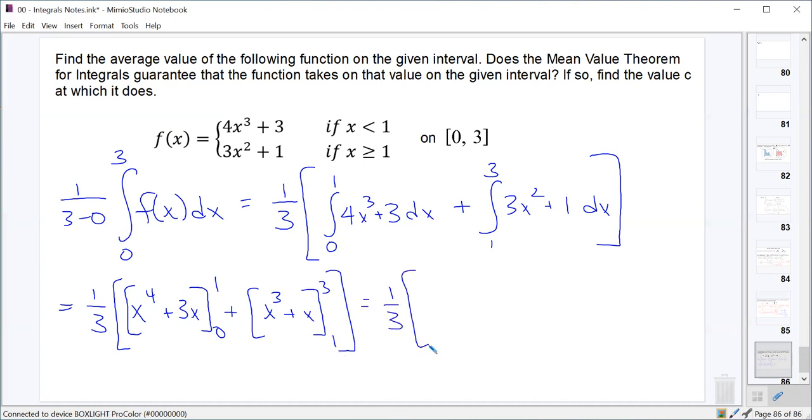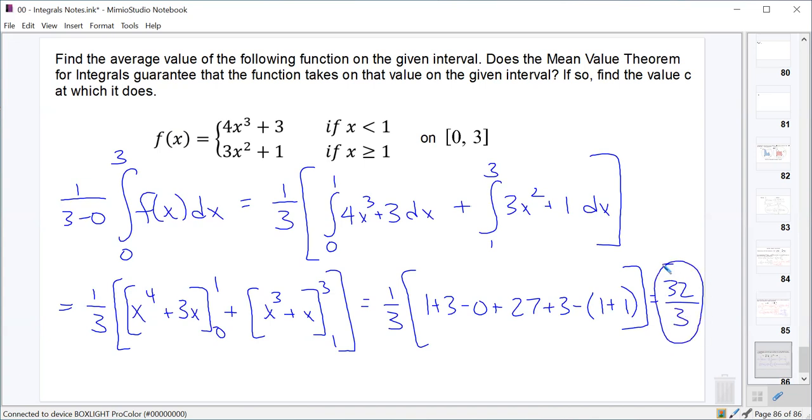So we've now got 1/3 of, well, if we plug in 1 to x to the 4th plus 3x, we get 1 plus 3. And if we plug in 0, we get 0. And then we'll add to that the evaluation of x cubed plus x from 1 to 3. 3 cubed is 27, so we've got 27 plus another 3 when we throw that 3 into the x. And then we'll subtract from that, plug in 1 to x cubed plus x, and you get 1 plus 1. Through all of that, 1 plus 3 is 4, and 27 and 3 is 30, so we've got 34 there. And we're going to take that 34 and subtract 2 from it, so that's going to be 32. And it comes out to be 32 thirds.